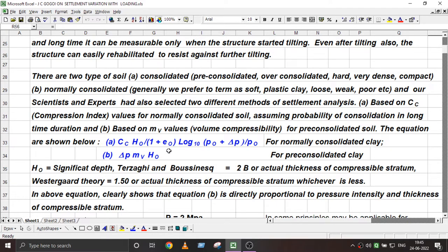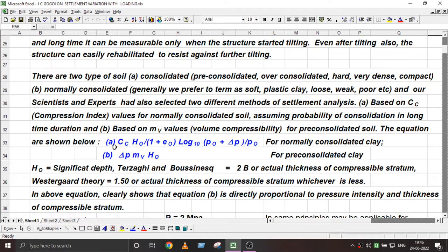More or less, for pre-consolidated soil, that is hard clay or sand, the permissible limit of settlement as given in IS 1904 is the same. And general clay is termed plastic clay. This equation is applicable. For sandy soil, this equation will be applicable. But most people prefer to say that consolidation is not required in sand. But if consolidation is not conducted, how can one go for settlement analysis for sandy formation?